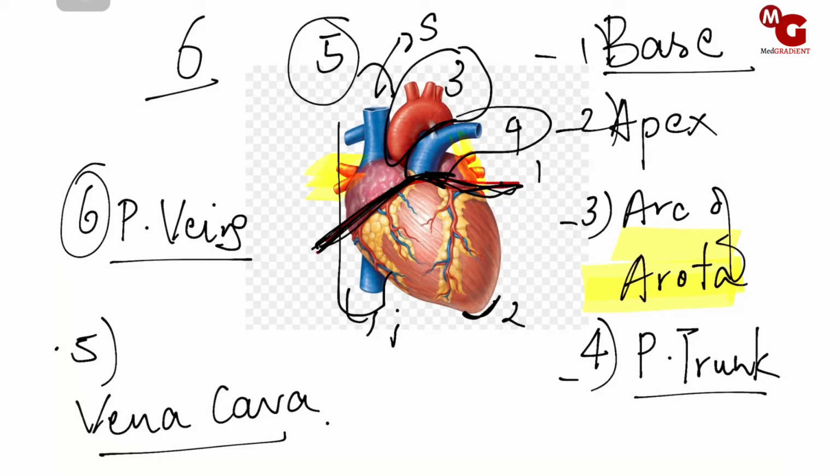heart. Okay, so the 6 structures that I want you to recognize are the base, the apex, and then we have the arc of the aorta over here, then we have the pulmonary trunk, then we have the vena cava system, and then we have the veins.